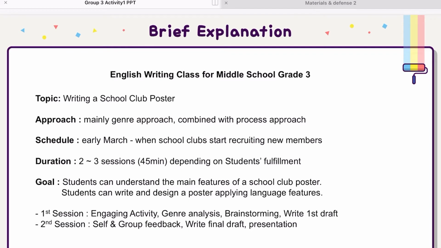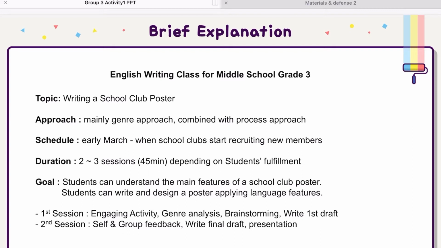Here's what our lesson is going to be like. First, our lesson is aimed at the third graders of middle school, and its main task is to make a poster for school club activity. It is scheduled in early March when students start joining new club activities. We organize this project into 2 or 3 sessions depending on students' fulfillment.